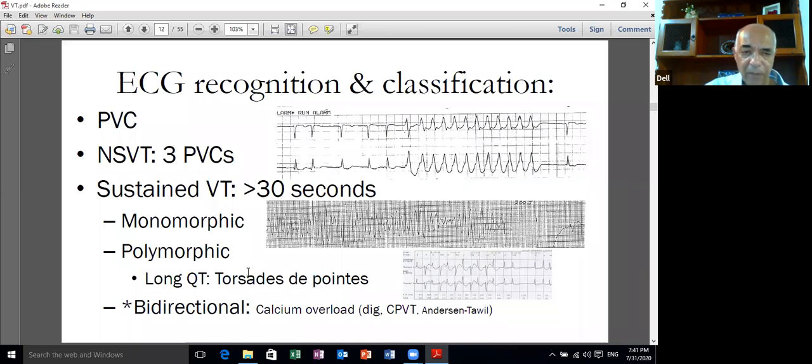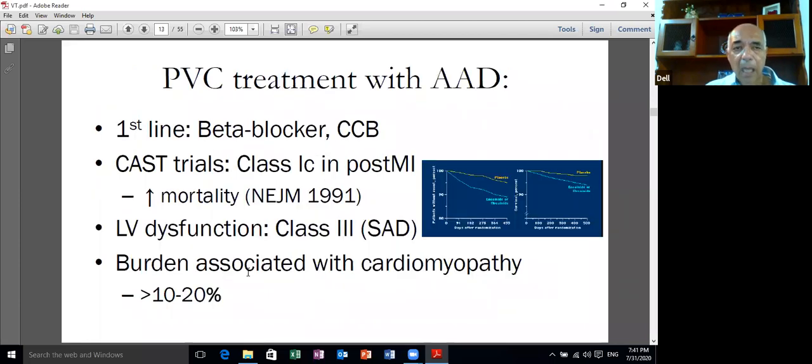Very important to differentiate because the underlying etiology is completely different, and hence the line of treatment and the strategy of management is completely different. How to treat a PVC? The first line is beta blockers or calcium channel antagonists.